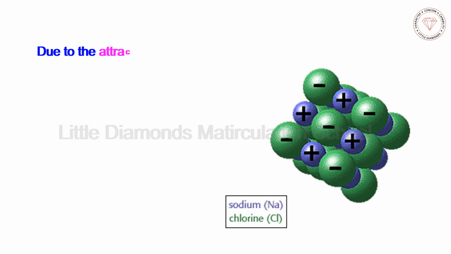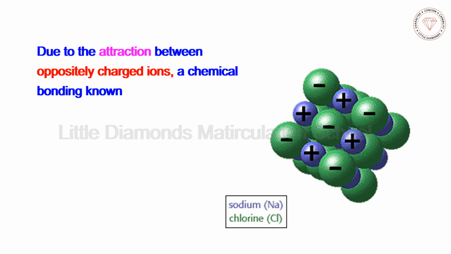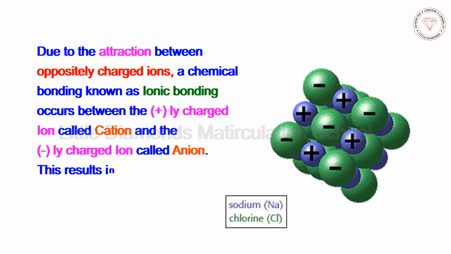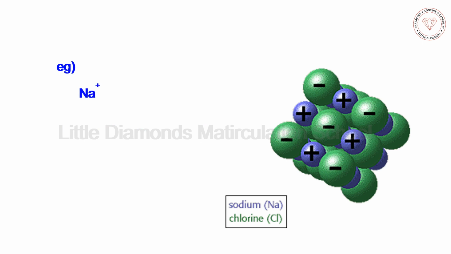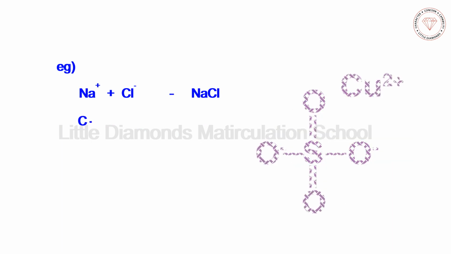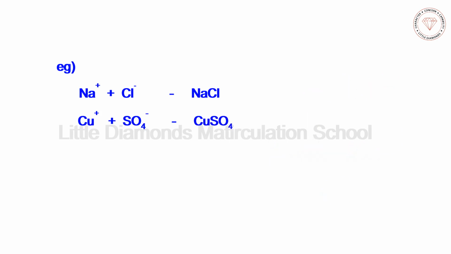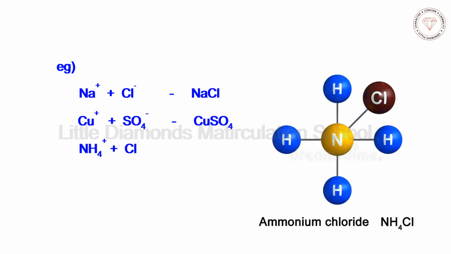Due to the attraction between oppositely charged ions, a chemical bonding known as ionic bonding occurs between the positively charged ion, the cation, and the negatively charged ion, the anion. This results in the formation of ionic compounds. Example, sodium cation plus chloride anion forms sodium chloride. Copper cation plus sulfate anion forms copper sulfate. Ammonium cation plus chloride anion forms ammonium chloride.